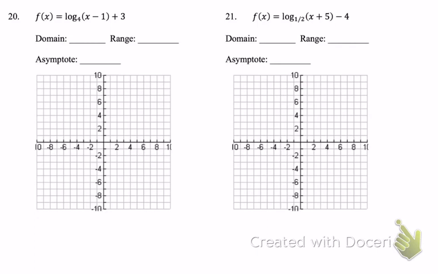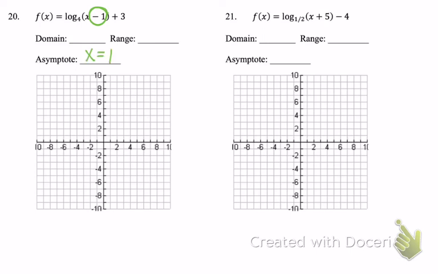Okay, so for number 20 and 21, these are different. You'll notice that now they have stuff that is in parentheses. And so my vertical asymptote will not be at 0 anymore. What I'm looking for, my vertical asymptote, will always be the opposite of the sign that is in parentheses. So we have x minus 1. That means that my vertical asymptote is going to be at x equals 1.